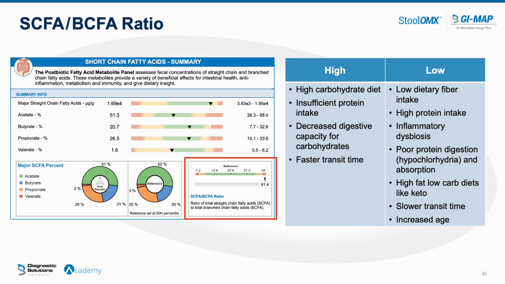If this ratio is low, it means that there is a higher proteolytic fermentation taking place than there should be, and this could indicate either low dietary fiber intake, high protein intake, inflammatory dysbiosis, poor protein digestion or hypochlorhydria, and an issue with absorption, a high fat, low carb diet like keto, slower transit time, or increased age.